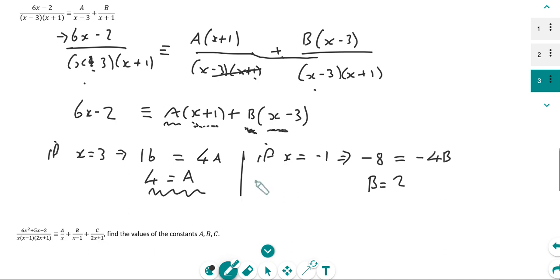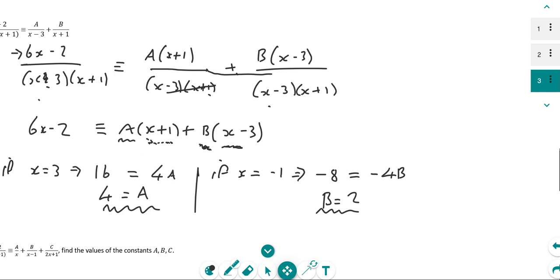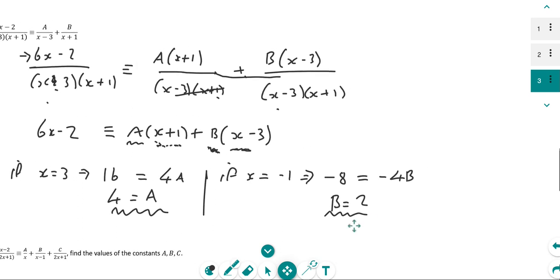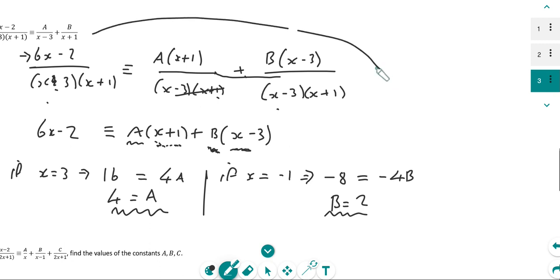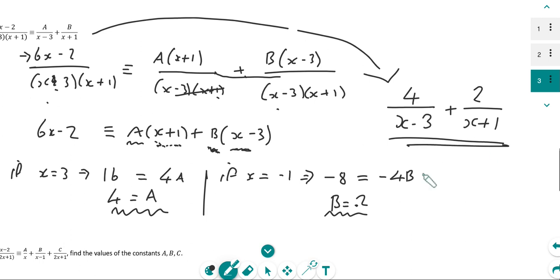So I found out these numbers, and what it means is I can now go back to the original part and rewrite this as 4 over x minus 3 plus, I'm using plus because this is positive, 2 over x plus 1. And this is what we're trying to do.